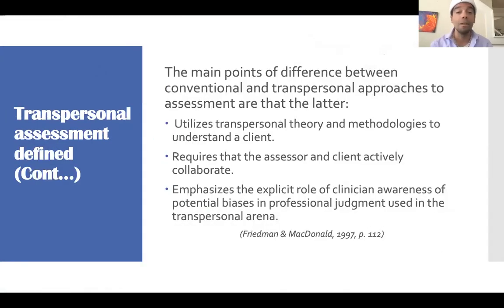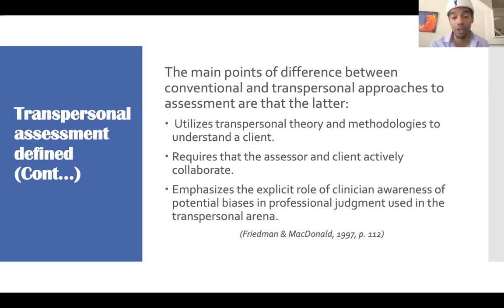Excuse me. The main point of difference between conventional and transpersonal approaches to assessment is that the latter, transpersonal approaches, utilizes transpersonal theory, right? So transpersonal psychological theory we've talked a bunch about, but there's much information about that, and essentially it came to solidification in the 1960s, and we've talked a bit about that as well. And methodologies to understand a client.